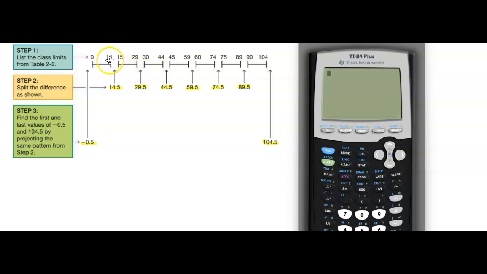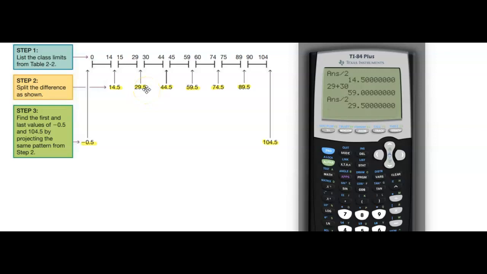If we add the upper class and the lower class limit, 14 plus 15, and then divide that by 2, well, that's going to give us the 14.5 here. Okay, if I want to find the class boundary here, again, I'm looking at the upper class limit now of the second class, which is 29. And then I'm adding the lower class limit of the third class, which is 30. And then divide that by 2. And then we get 29.5.